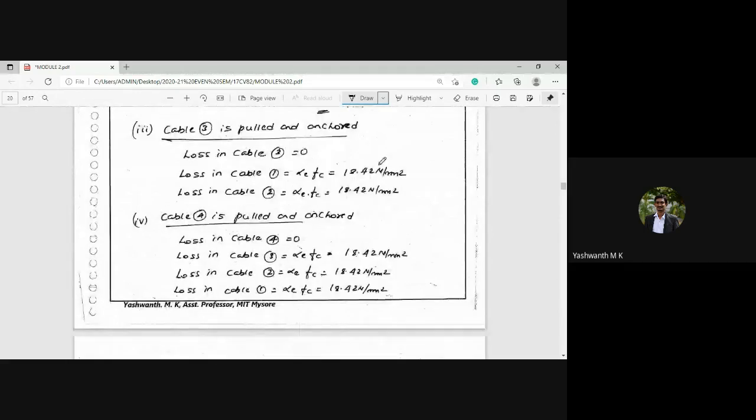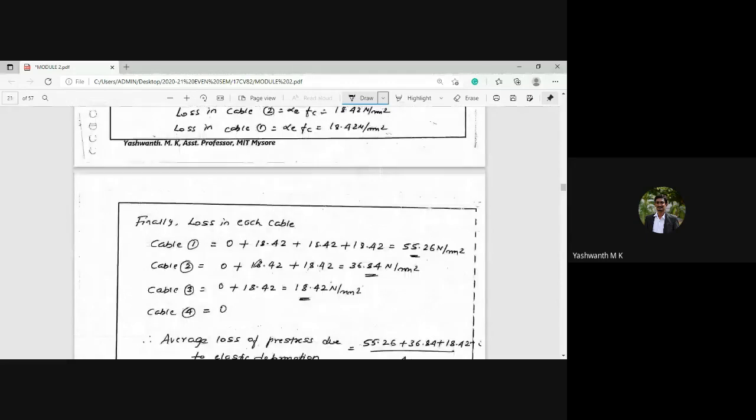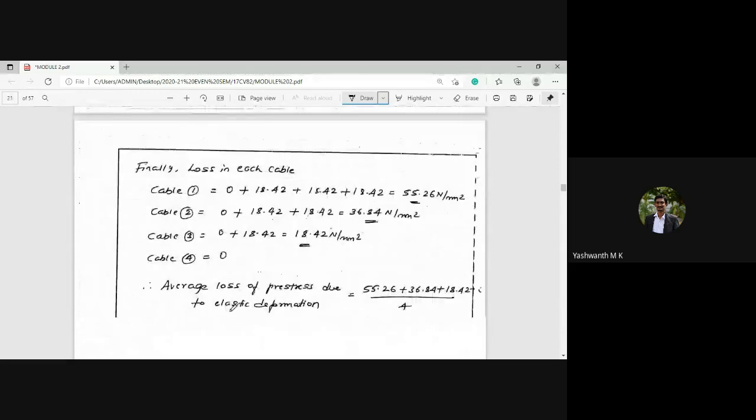So sum up that, like that loss in cable 2. Okay, sum up that, like that loss in cable 3, sum up. And finally loss in cable 4 is 0. Okay, add all the loss and take out the average.